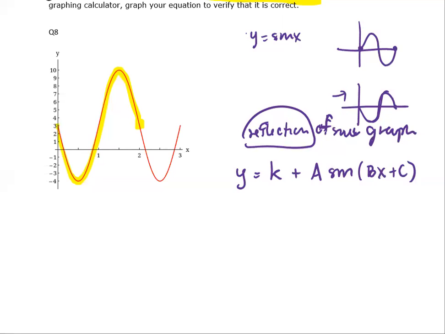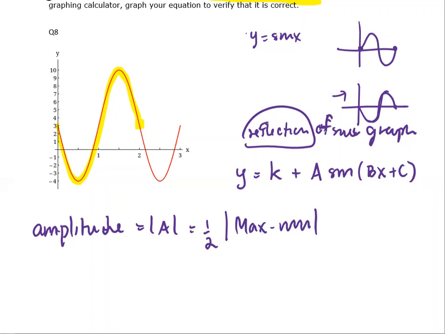Starting with finding A, which is used to find the amplitude. For this case, the amplitude, which is the absolute value of A, is computed using the formula 1/2 multiplied by max minus min. In the case that we have, the maximum value is 10. The minimum value is -4. So the absolute value of A is 1/2 multiplied by the difference of 10 and -4, or 7.